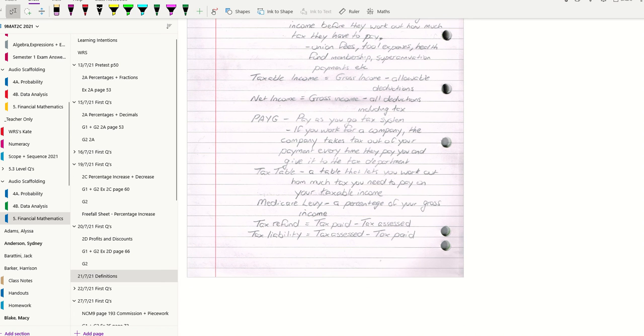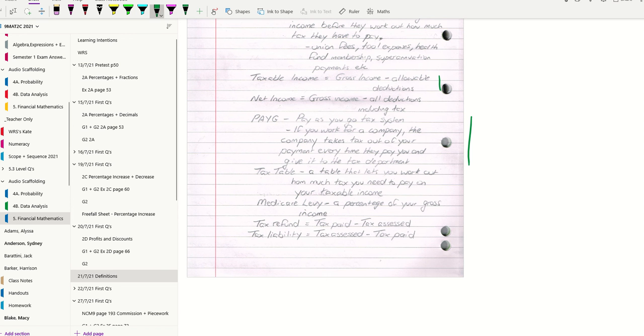So your taxable income is the amount of money that the tax department works out you have to pay tax on. It is equal to your gross income minus those allowable deductions. Your net income, on the other hand, is how much you get in your pocket, how much goes into your bank account, how much you get at the end after the tax department works out how much tax you have to pay. So it is your gross income minus all those deductions that you're allowed to deduct, and minus the tax that you pay. So it's minus all of your deductions, including tax.